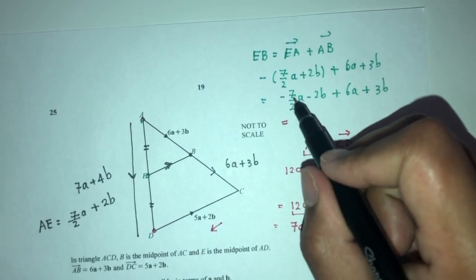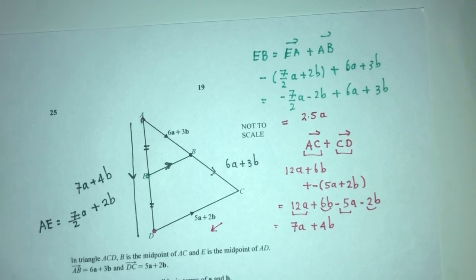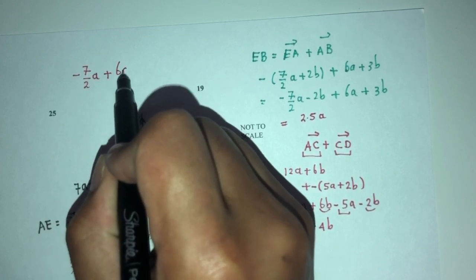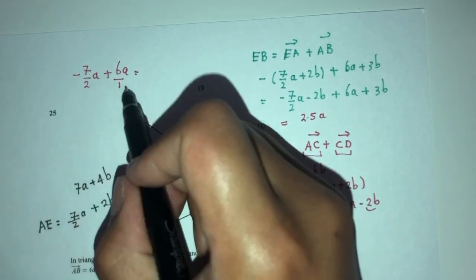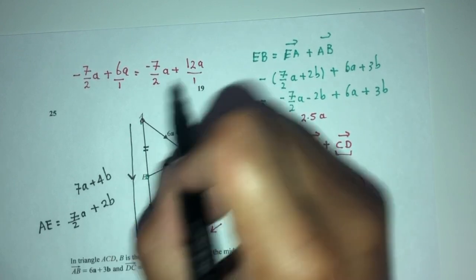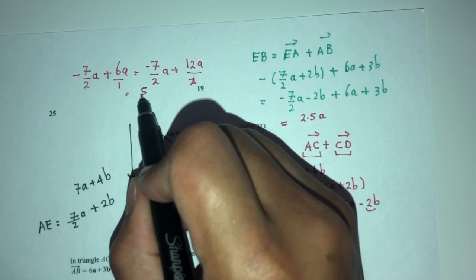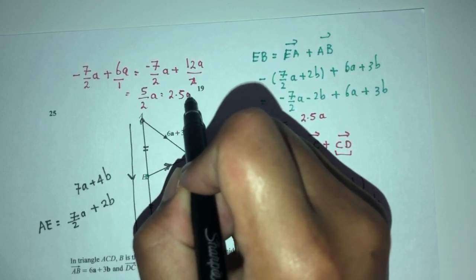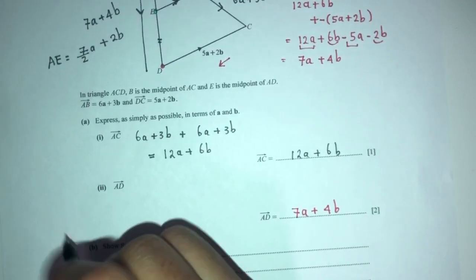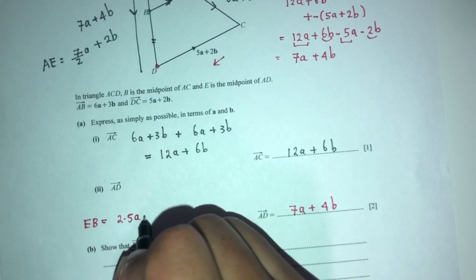Let's simplify. Here we have minus 3.5 plus 6. That should be 2.5A. Take your time, do it step by step. So minus 7 over 2 A plus 6A. We have different denominators, make them become the same. You will have minus 7 over 2 A plus 12A over 2, because we have to make this 6 become 12 over 2. 12 minus 7 will be 5 over 2 A. That should be 2.5A. Now minus 2B plus 3B will be plus B. So we have derived that EB is going to be 2.5A plus B.